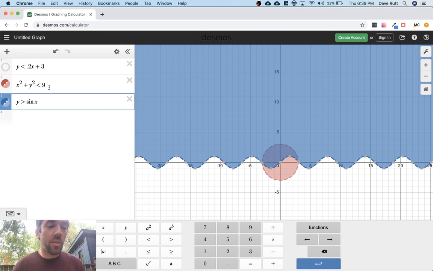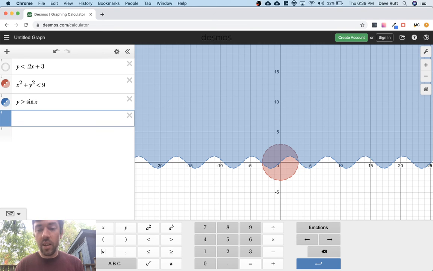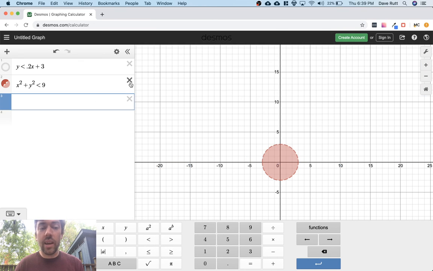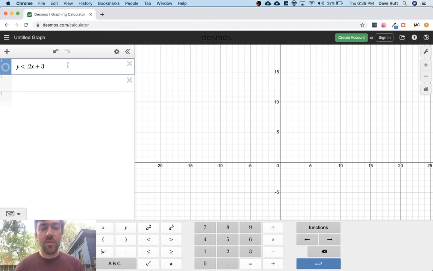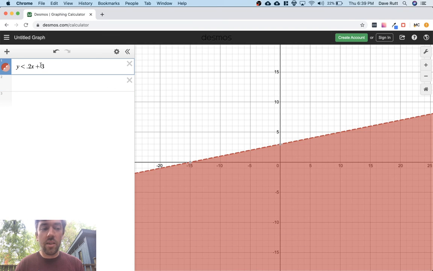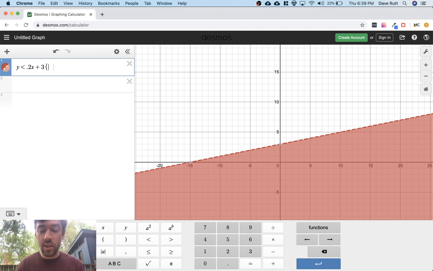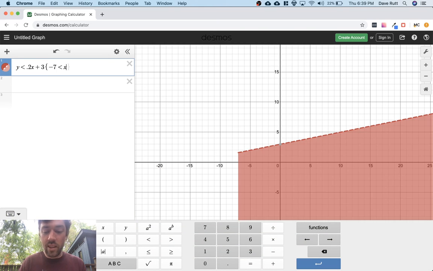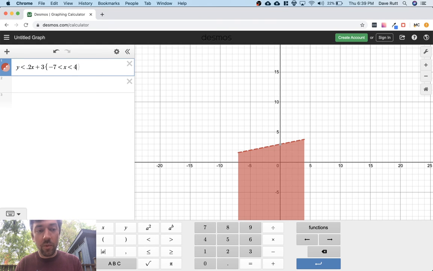And let me show you one more thing. So let me show you a combination where I do both shading and restrictions. So here is our shaded line, but now if I put restrictions on it, so say negative 7 is less than x, which is less than 4. So look at that, we have a line segment because of the restrictions here, and we also have shading. So it's shaded everything beneath that line segment, but only right beneath that line segment. And that's pretty cool. So there are some techniques for making art with Desmos.